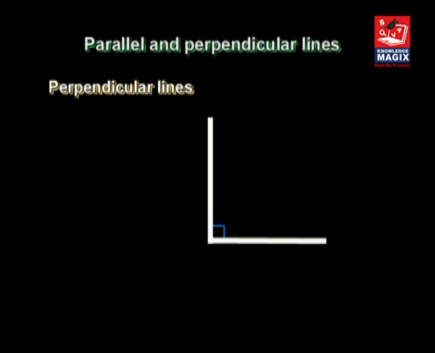Then perpendicular lines. When two lines form an angle of 90 degrees with each other, they are said to be perpendicular to each other. To show that two lines are perpendicular, a symbol as shown here is drawn between the lines.